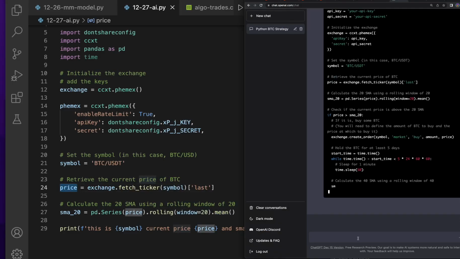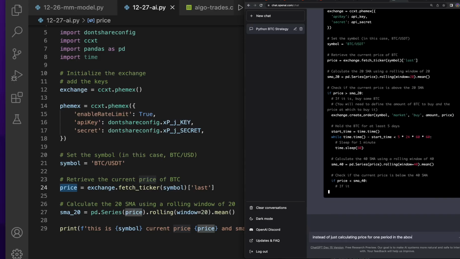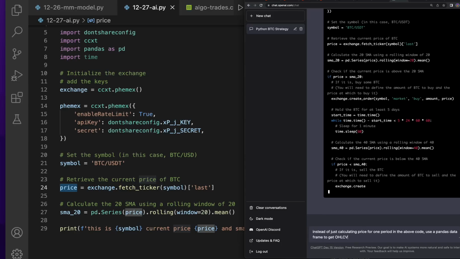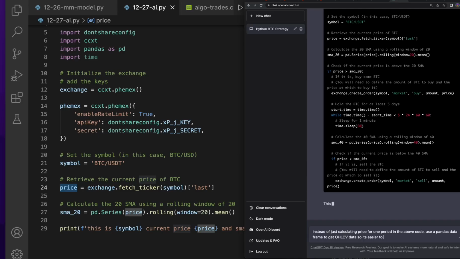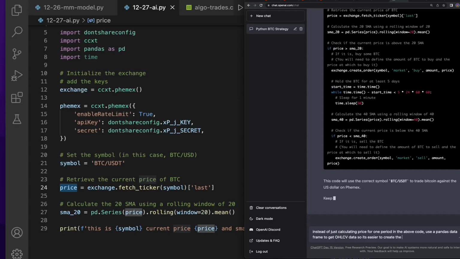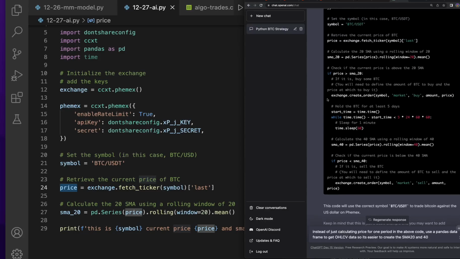So let's say instead of just calculating price for one period in the above code, use a pandas data frame to get open, high, low, close volume data, so it's easier to create the SMA 20 and 40. Okay, so look at that. The code looks good, but is it actually good?